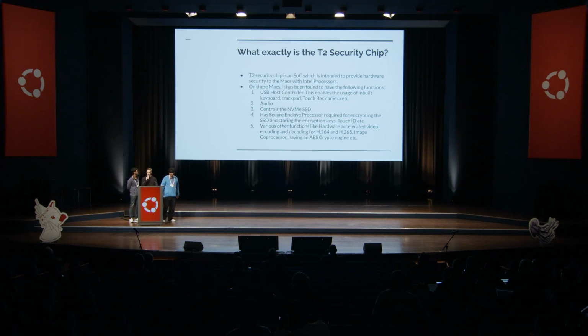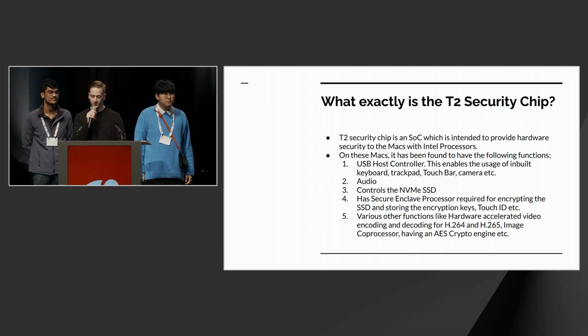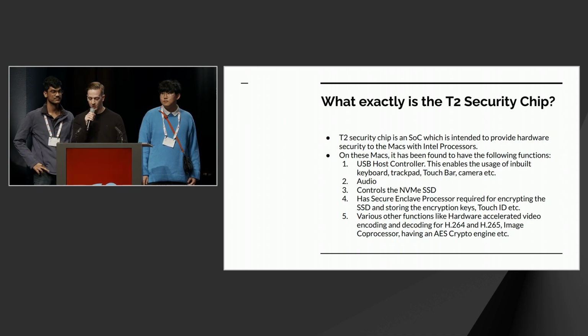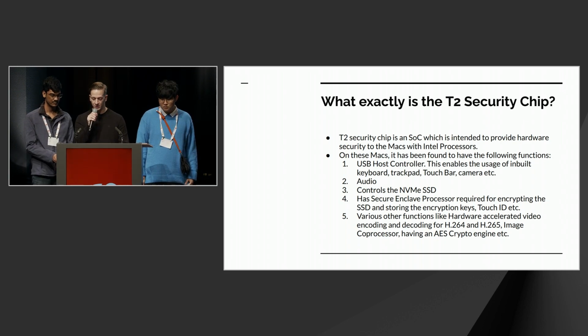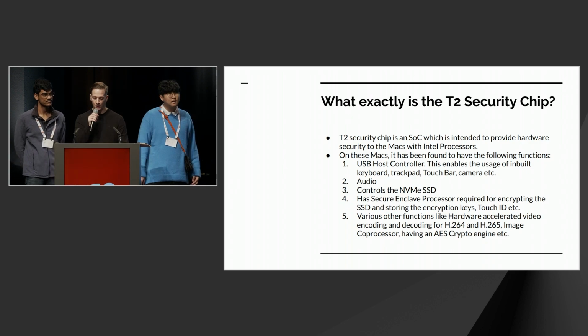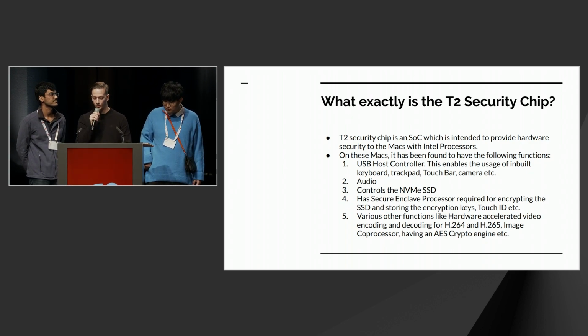So, what exactly is the T2 security chip? T2 is a specialized security-focused system-on-chip for Intel Macs. Key functions are managing some USB devices, like keyboard, trackpad, touch bar, and the camera. Controls audio, such as speakers and the microphone. Manages NVMe SSD, houses the secure enclave for encryption, and handles video encoding and decoding.